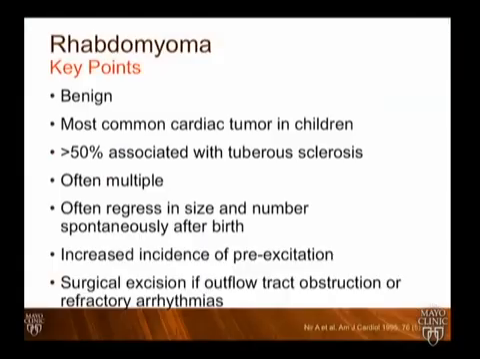So this patient has multiple rhabdomyomas. These are benign tumors, and they're the most common tumors in children. And over half of them are associated with tuberous sclerosis, as most of you got. They're often multiple, and they usually do regress in both size and number over the years. They can be associated with an increased incidence of pre-excitation, and the only time you would ever excise any of them surgically is if there's significant outflow tract obstruction or if the patient's having refractory arrhythmias.